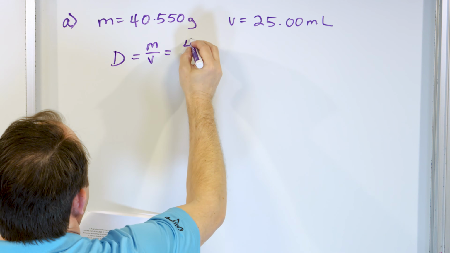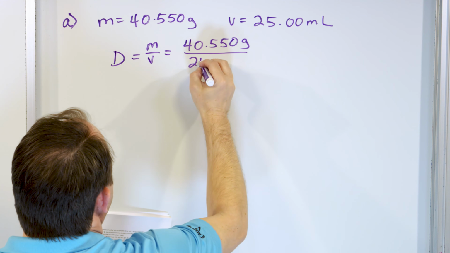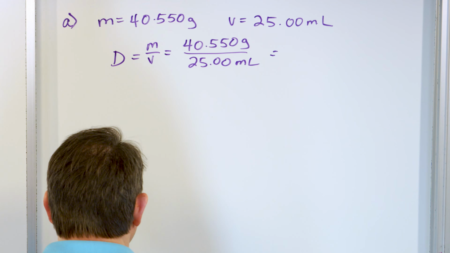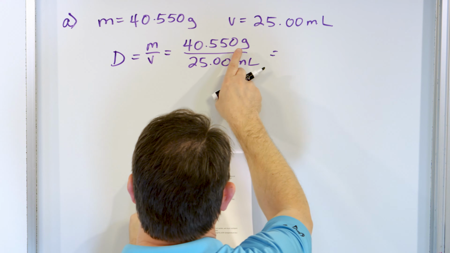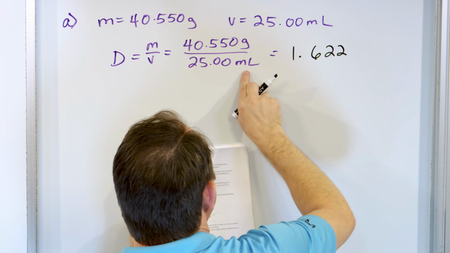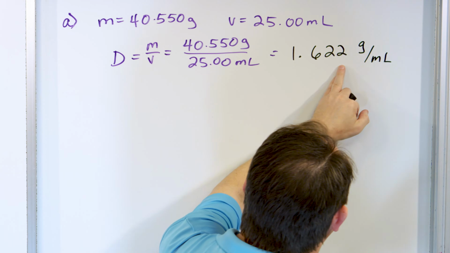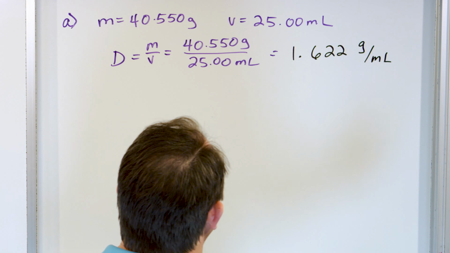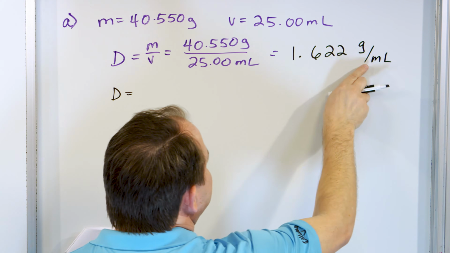And the mass is 40.550, in grams, and the volume is 25.00, in milliliters. So when we take these numbers and divide them, the density here, 40.550 grams over 25 milliliters, you divide them, you get 1.622 grams per milliliter. This is how many grams of this substance exist in 1 milliliter of the liquid. Now, how do we know if it's going to float or sink? Well, first of all, I want to remind you that this was expressed in grams per milliliter.